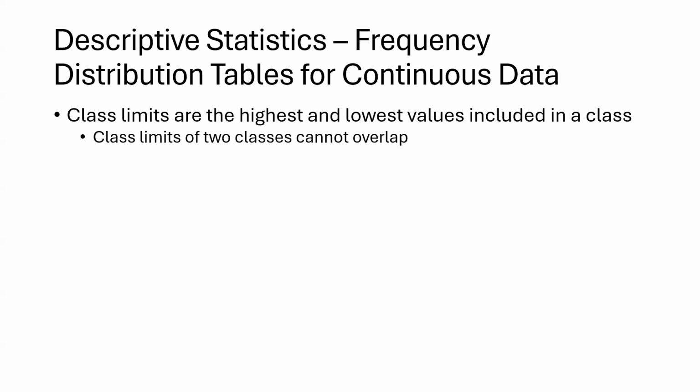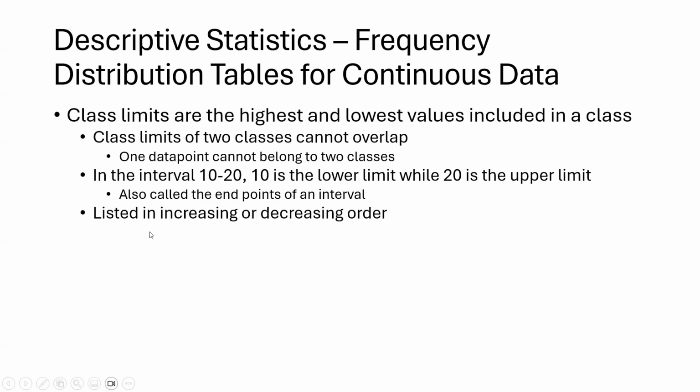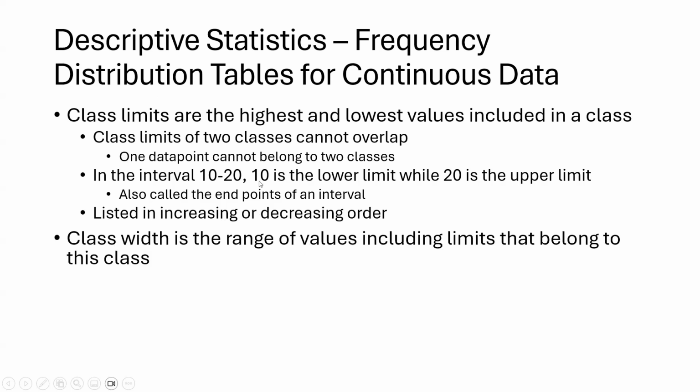For example, in case of grades or score examples, to be more precise, the value 89 would belong to just one class interval. It cannot belong to 2 different class intervals. So for this reason, the class limits must not overlap. For example, in the interval 10 to 20, 10 is the lower limit, while 20 is the upper limit. They're also known as endpoints of an interval, and generally the classes are listed either in increasing or decreasing order.